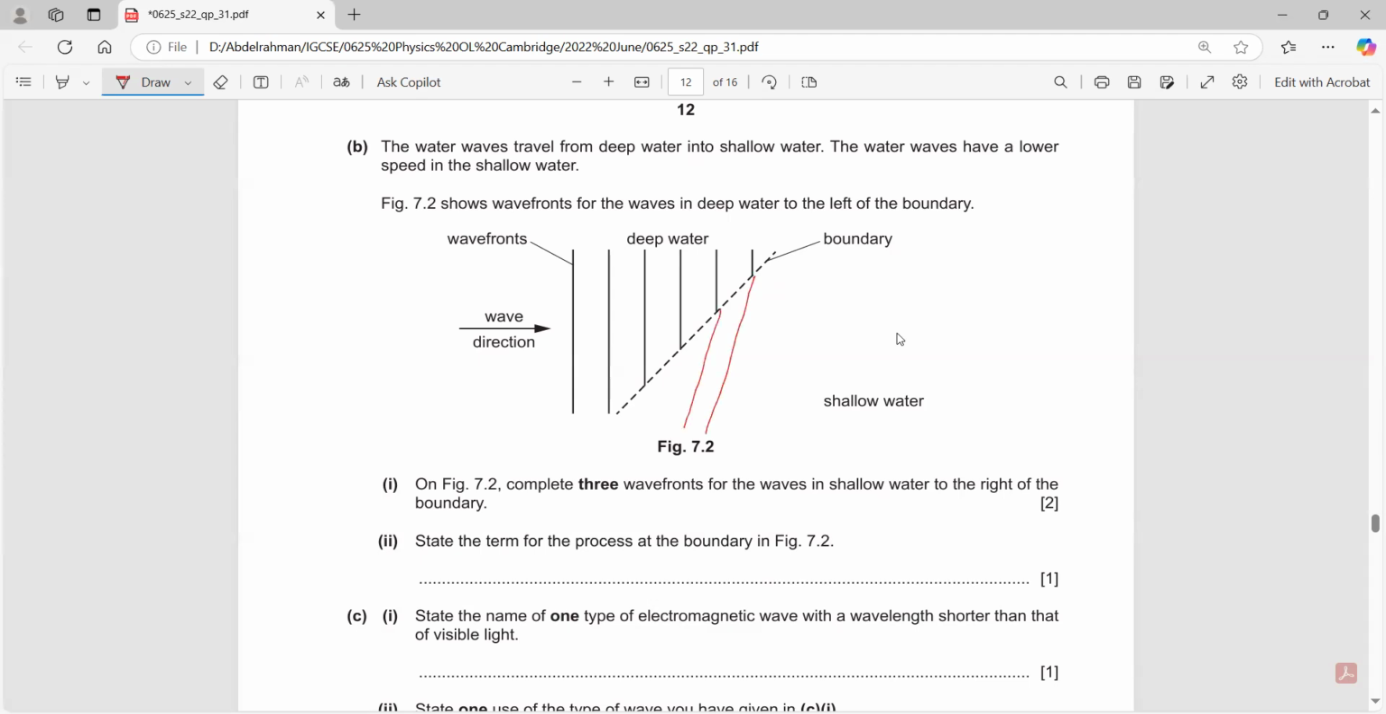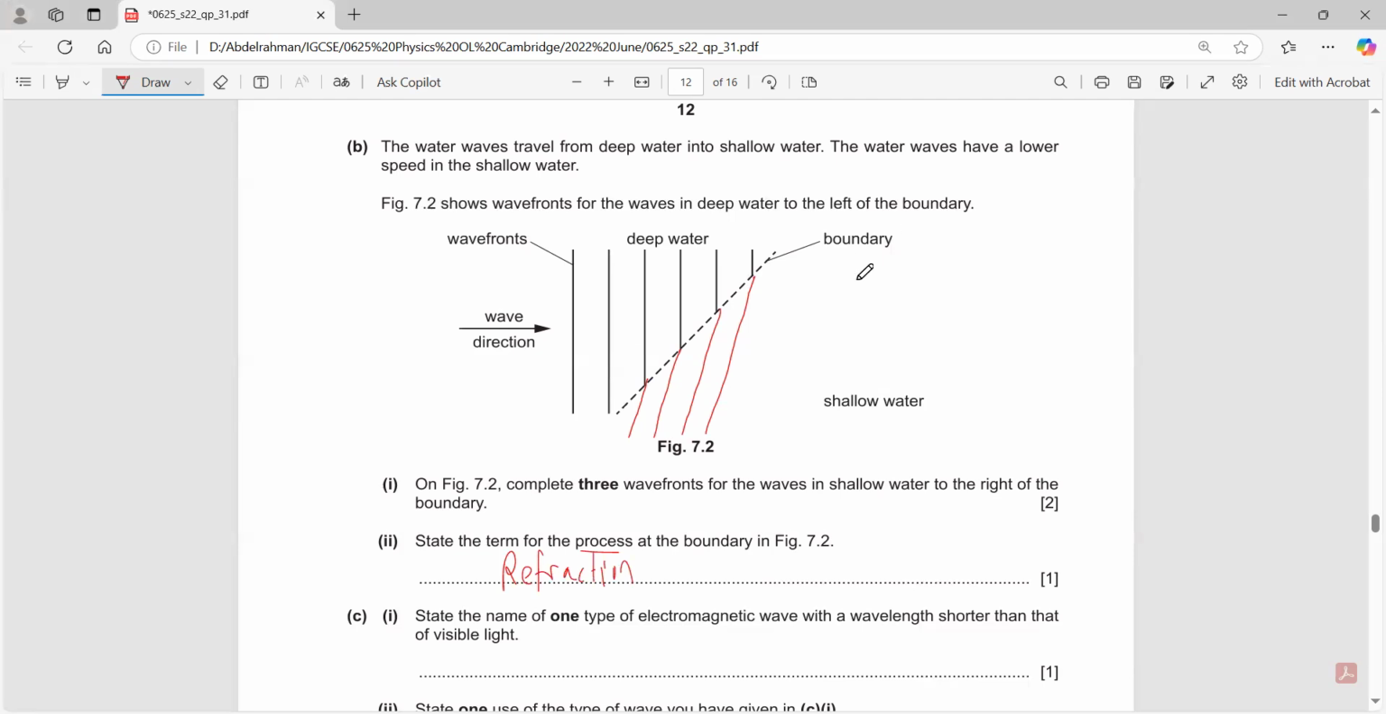So this is the bending of the wave, in this direction. This means that the wave has bent. It has refracted. This is the process: refraction as it moves from deep to shallow.